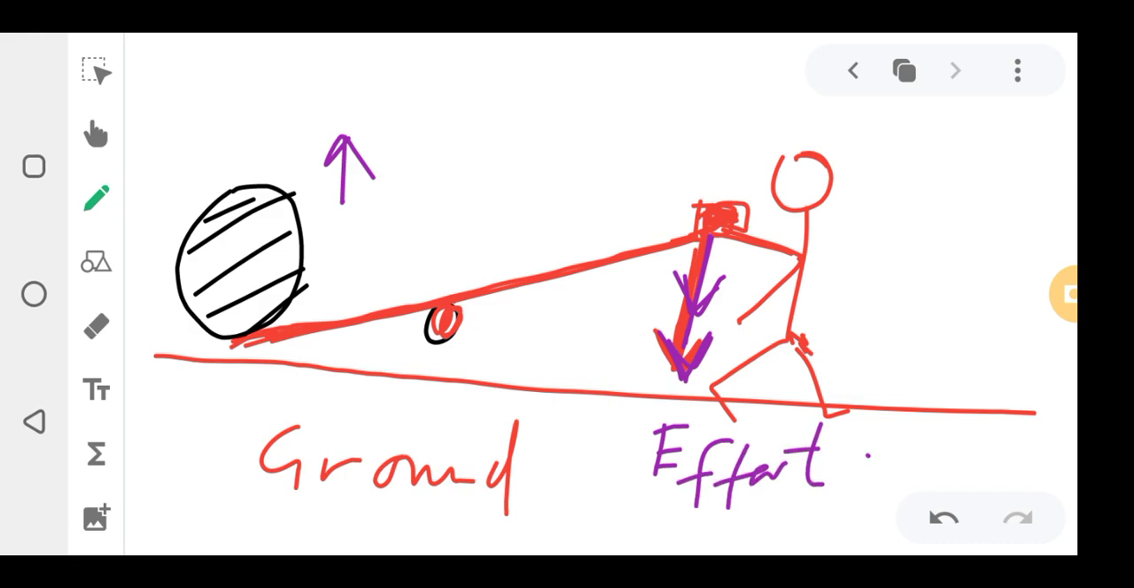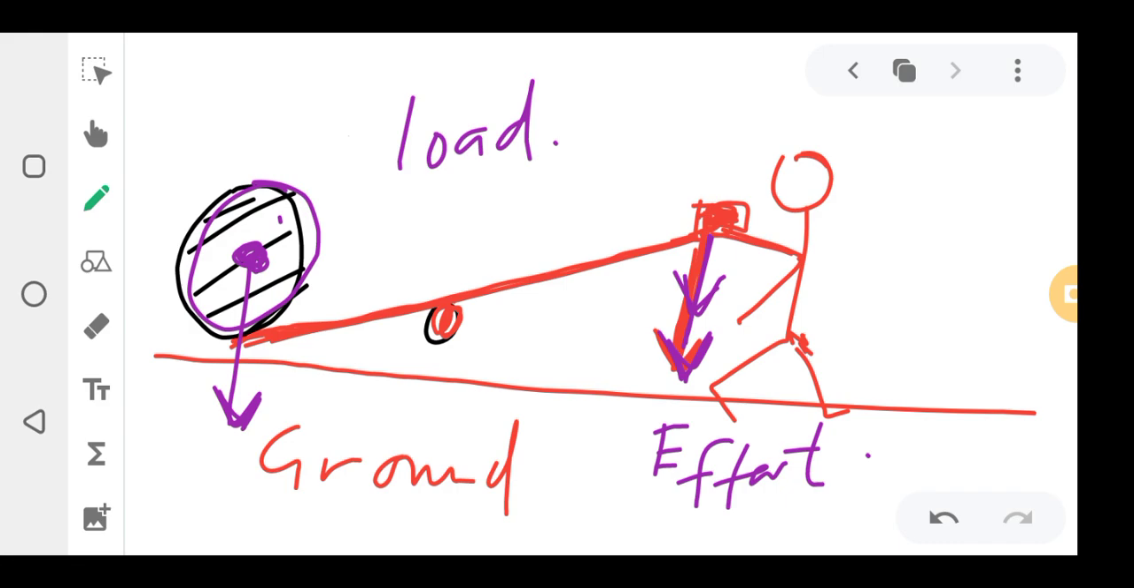Effort. And then what you are pushing upwards is called the load. This is also exerting a force downwards. The force of this thing is coming downwards here. It's also heavy, so you are pushing it from down. It also has force downwards. So this is called the load. And then the force that you're applying is called the effort.